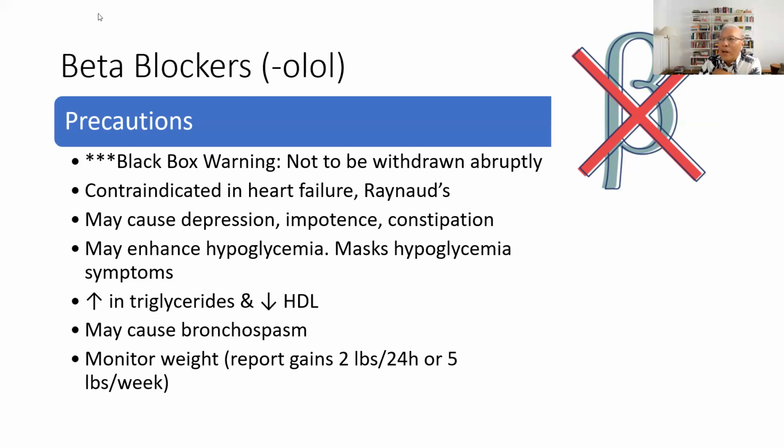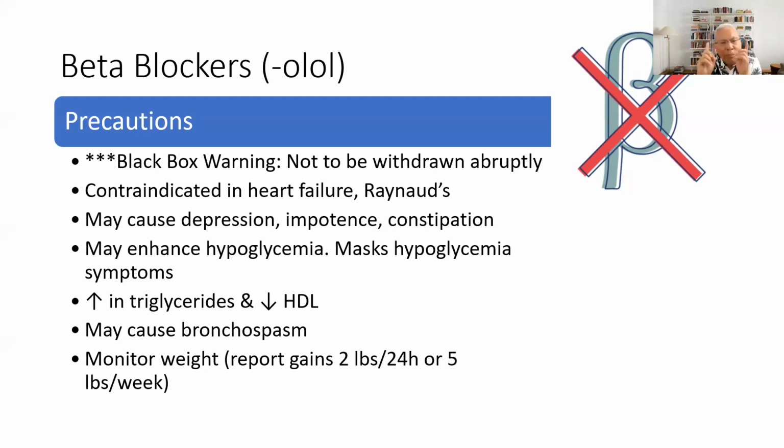Okay, so what are the complications, or the precautions, I should say, in the use of beta blockers? Well, the precautions include a black box warning. And let me explain black box warning. Anytime there's a black box warning, you are supposed to remember that. So the black box warning for beta blockers is that it cannot be withdrawn abruptly. It's got to be withdrawn in a decreasing dose, and it should be gradual. Okay, so that's number one.